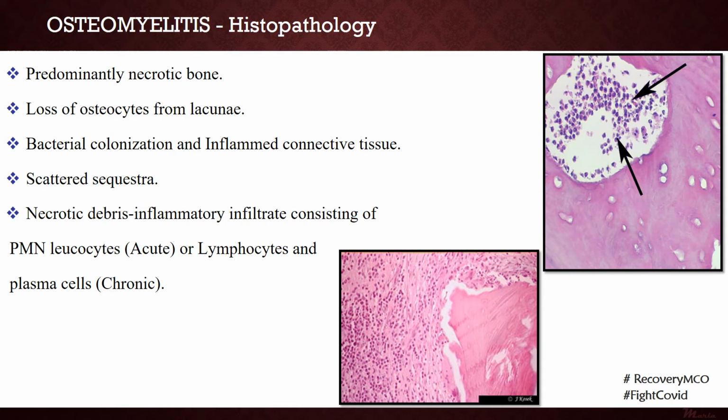The necrotic debris will contain polymorphonuclear neutrophils in case of acute osteomyelitis and lymphocytes and plasma cells in case of chronic osteomyelitis. So, the histological feature for both acute and chronic osteomyelitis will be the same. The only point of delineation is the presence of acute inflammatory cells and the clinico-pathological correlation. It should be remembered that a case of acute osteomyelitis would be less than 30 days in duration.